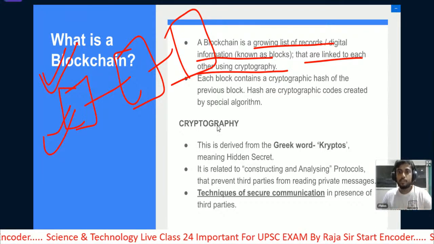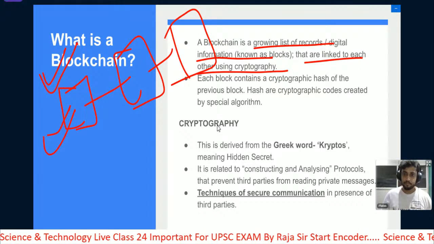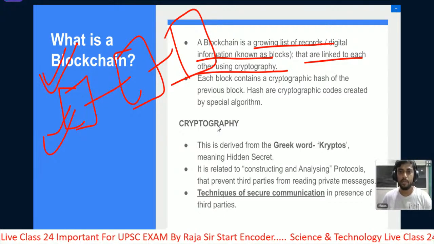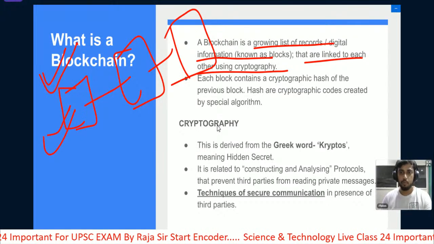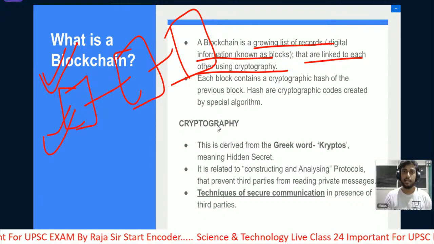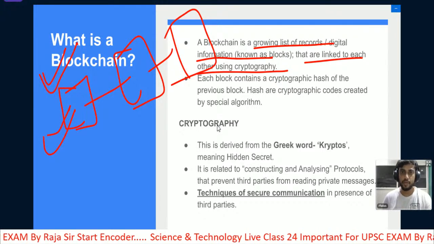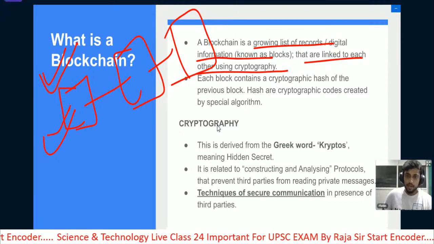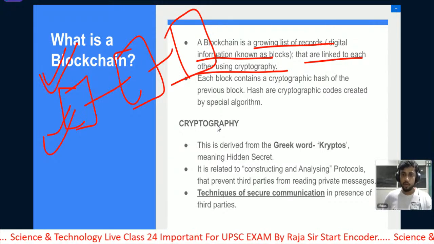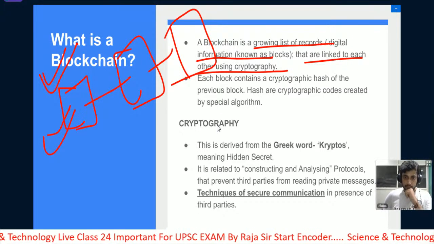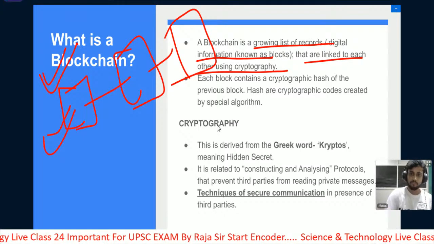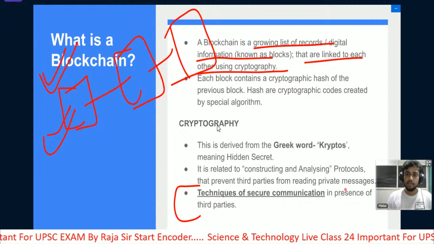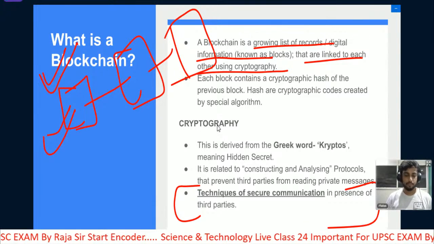So what is this blockchain? A blockchain is basically a growing list of records. It is basically digital information which is stored in the form of blocks, and all the blocks are linked to one another by the use of cryptography. And then we explained what this cryptography is. Cryptography is basically one of the techniques of secure communication in the presence of third parties.